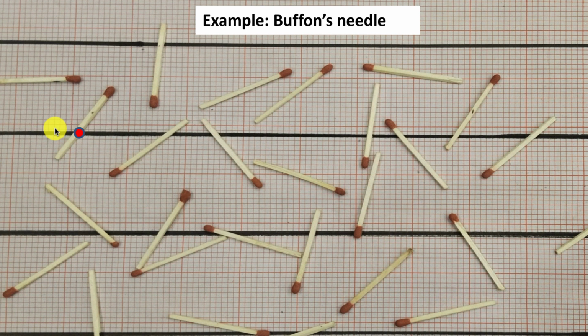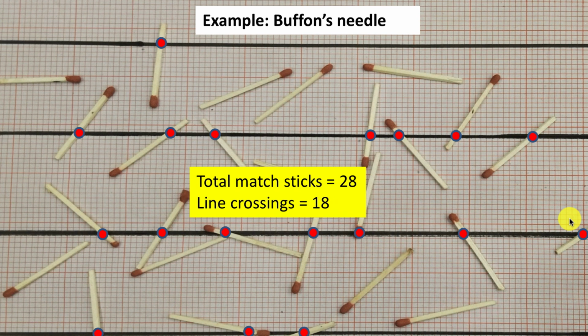So this match has crossed this line here. There's a second crossing here, third, fourth, fifth, sixth, seventh, eighth, and I'm marking all the crossings up till this very last one. So of the 28 matchsticks that were thrown, 18 crossed the line and 10 did not. Well, if I throw it again, then maybe out of 28 matchsticks, 11 will cross the line and 17 will not. This is a random process, and we would like to calculate the probability that a matchstick would cross a line.